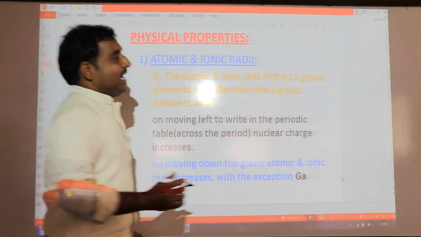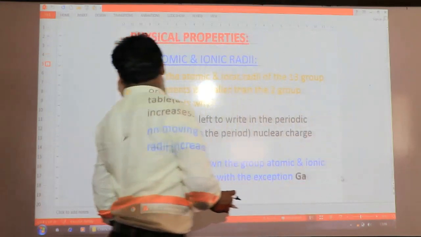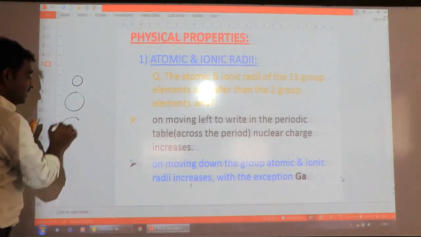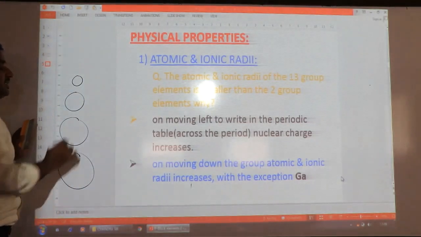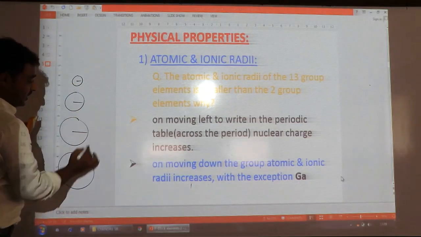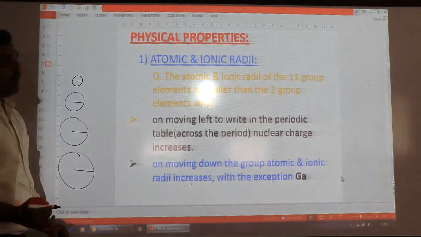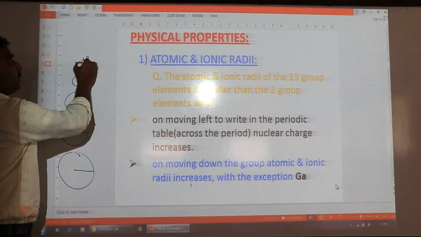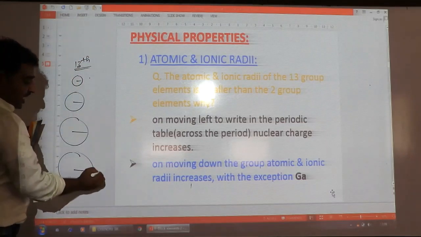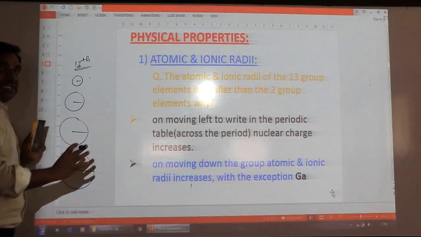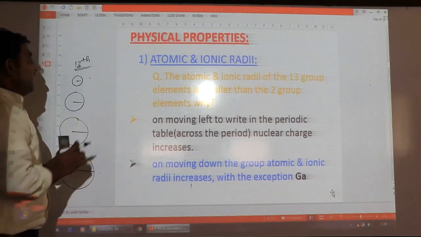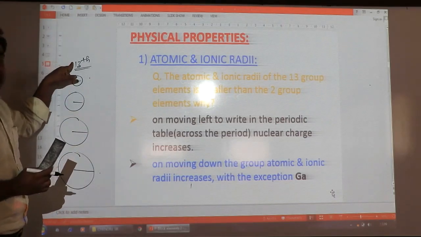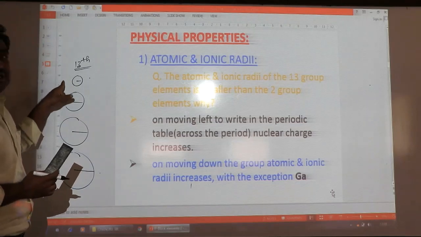Hope you know that as we move from top to bottom in the periodic table, the size of the element increases. If the size increases, it means the atomic radius also increases from top to bottom. Here also, the same: as we move from top to bottom in group 13, the boron family, from boron to thallium, the atomic number increases. A few exceptions will be there, which we'll discuss now. In the case of group 14 also, the atomic radius increases, and the ionic radius also increases.